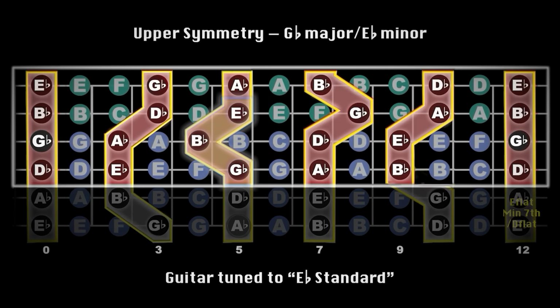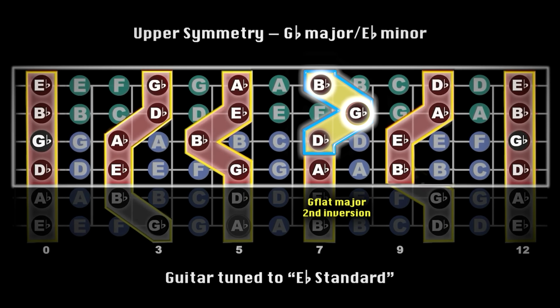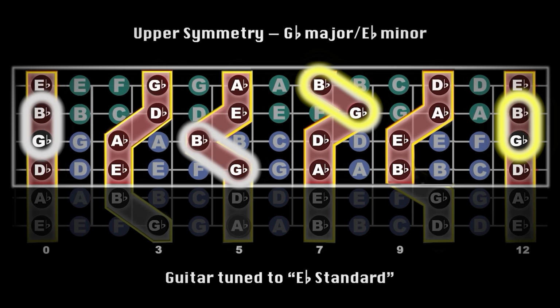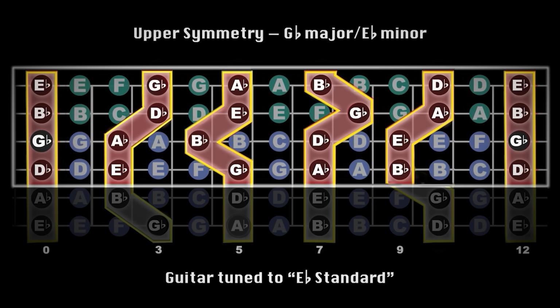The minor triad and the major triad appear once again, symmetrically positioned, as do the major thirds.